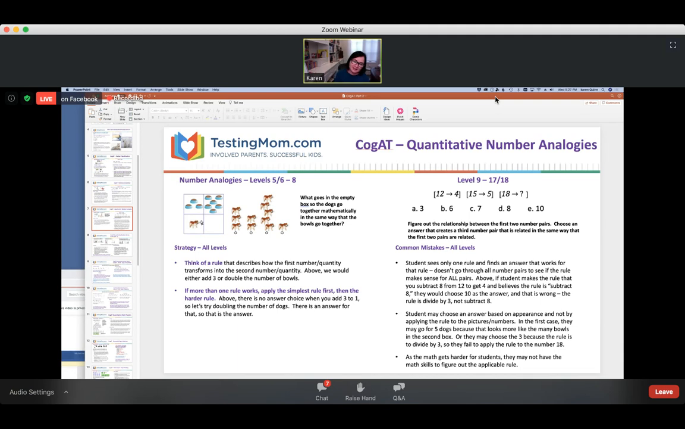So for example, here you see what looks like a lot of bowls, so they might just say, okay, I'm going to go with a lot of dogs and pick that. That is a common mistake kids will make. So you just have to make sure they are thinking of that rule, and they are applying the rule to the last picture or the last number. The other problem that leads to mistakes on these is that kids just do not yet have the math skills to figure out some of the analogies as they get much harder.